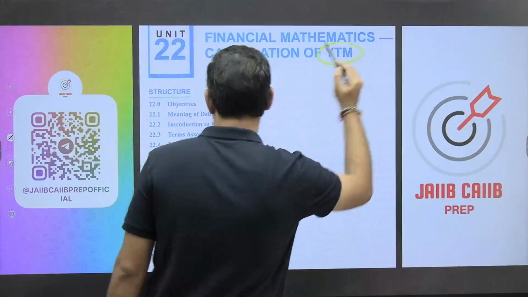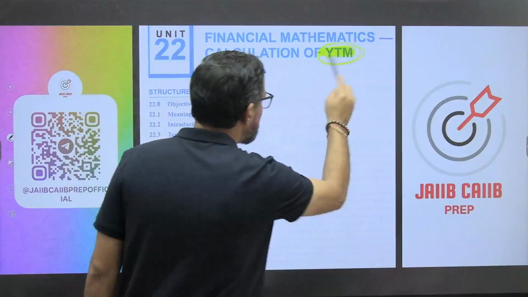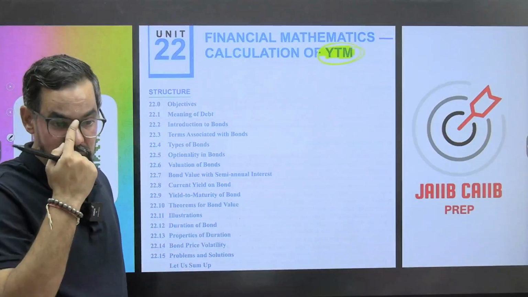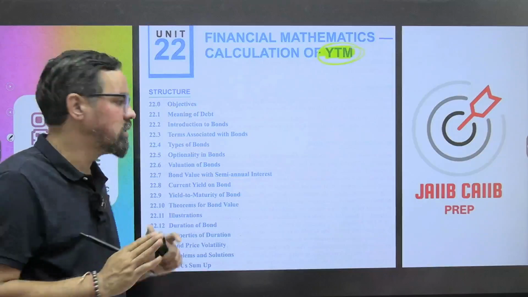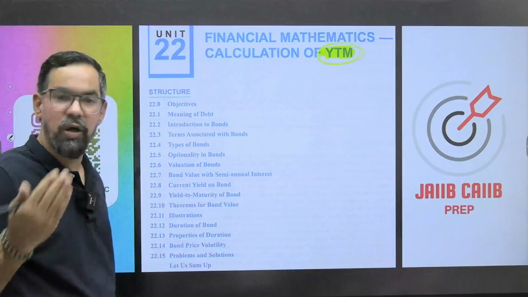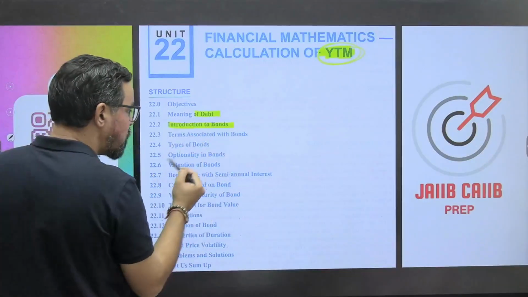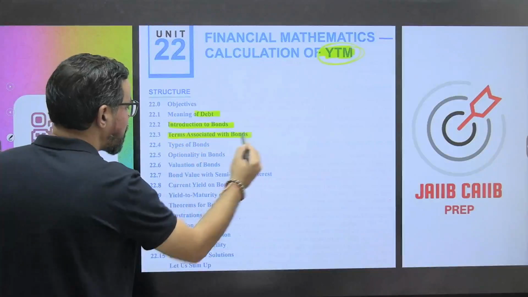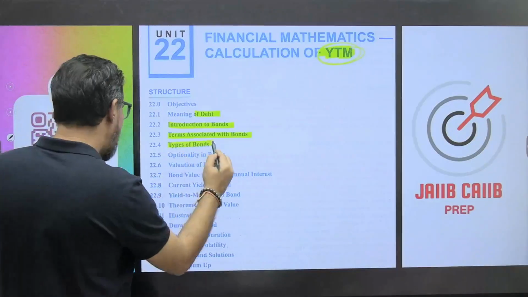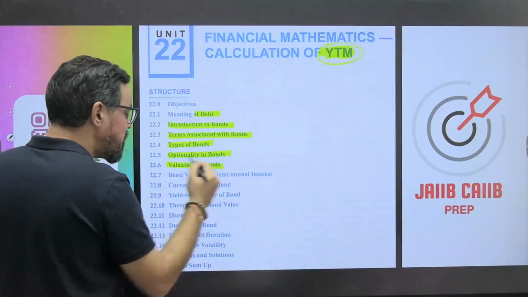This topic is very, very important because you will also see questions based on this in your CAIIB examination. So I'll personally recommend you spend a good time on this one to build your concepts. That will help you a lot. So we have the introduction of bonds, then instruments and terms associated with bonds, then types of bonds, optionality in bonds, callable, puttable bonds, valuation of bonds.